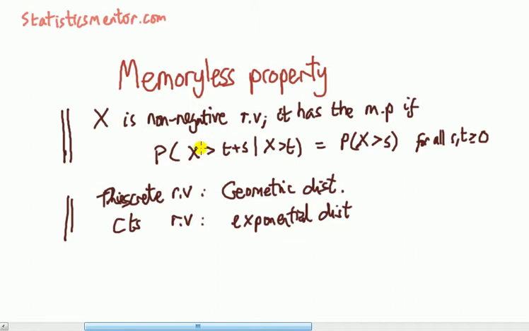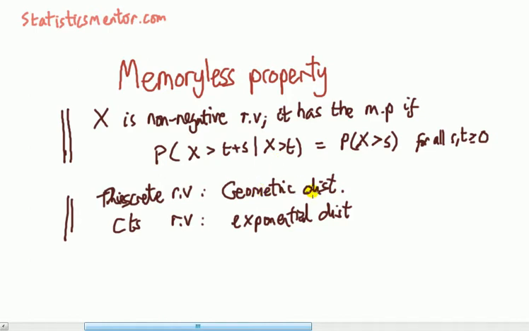Okay, let's talk about what this means in the context of a geometric distribution. I'm going to give you an interpretation of this equation in the context of a geometric distribution, and then for an exponential distribution, and then we're going to prove that the geometric distribution has this property and the exponential distribution has this memoryless property. Interpretation first, because there's no point doing the proof if we don't even know what this means.